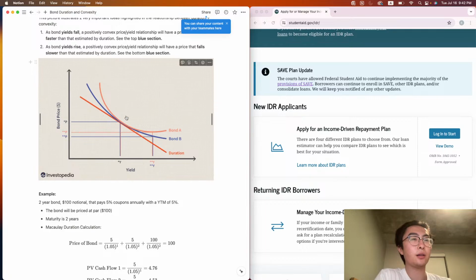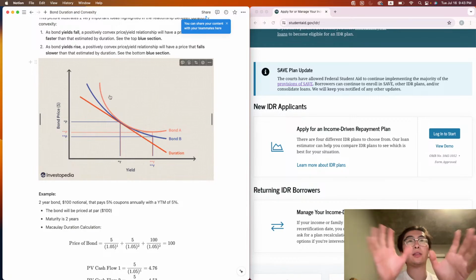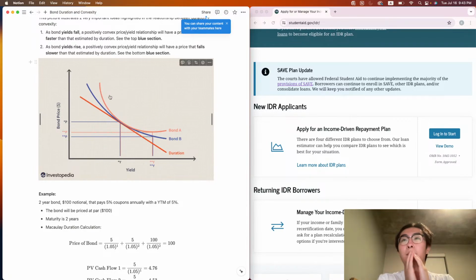Let's take a look at this, right? As the yield falls, the slope of this becomes higher, intuitively. So as the slope gets higher, the velocity at which you're going gets higher. So I think that's a really big thing to note here.